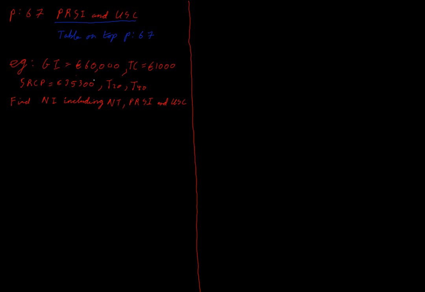Hello. So we are going to continue on with our work in financial maths, and all we are doing today is looking at PRSI and USC, which are two different types of tax, two extra types of tax that people get when they are earning money.